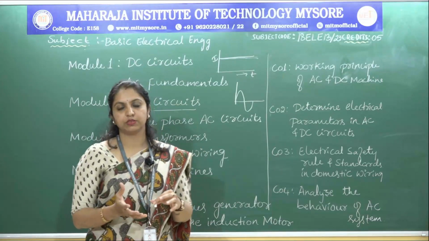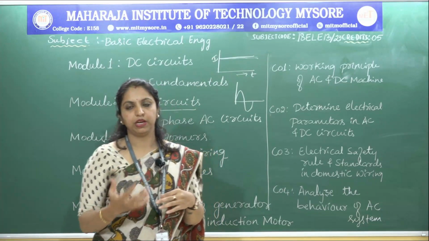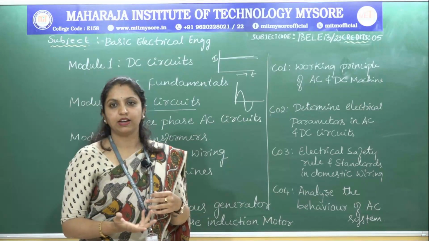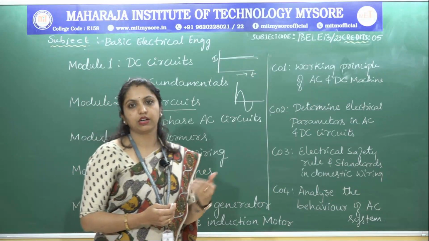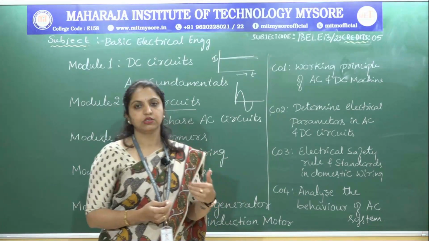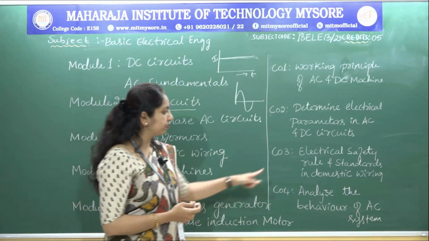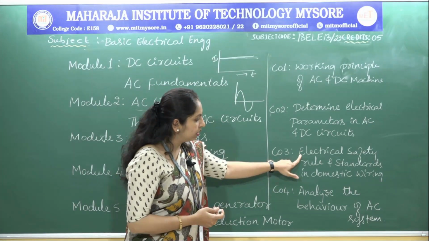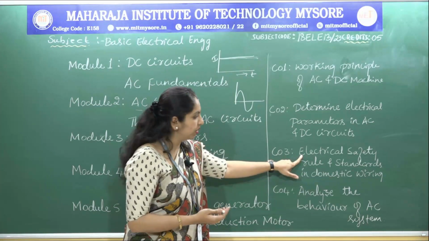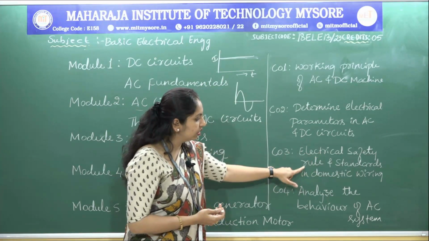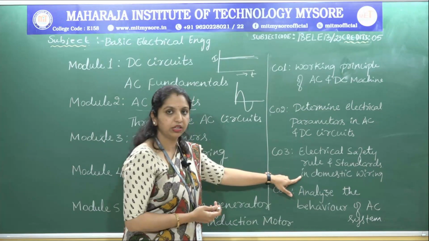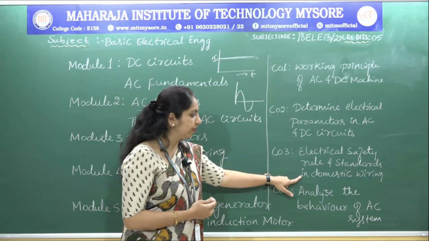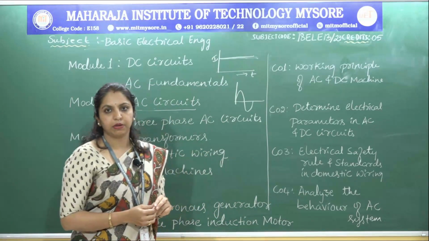When any circuit is provided, students will be able to understand what type of circuit it is, by applying the concept of electrical laws, like Ohm's Law and Kirchhoff's Law, different electrical laws. And next we have CO3. In CO3, the students will learn the electrical safety rules and standards, what type of electrical safety rules and standards are to be followed in domestic wiring.